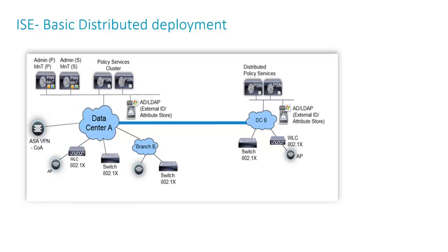ISE can be deployed in different ways. One is standalone, as we saw earlier. The second is a basic distributed deployment. Say you have two data centers and a high speed link between them. You could have an admin and MNT node co-located in one data center, and for redundancy, you can have a secondary node, and a bunch of policy services nodes in a cluster. A cluster is a service within ISE and is mainly useful for better data replication. This is again useful for services such as profiling.